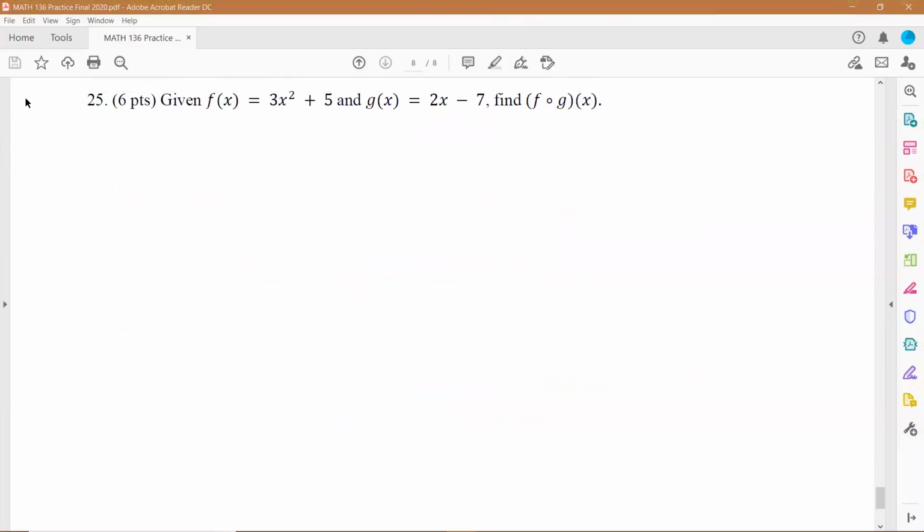All right, last one, question 25. We're given f of x and g of x, and we're asked to find the composition f of g of x. So this right here, remember compositions means take this whole function and plug it into f. So we're gonna take this whole function right here in parentheses, and we're gonna plug it into f right here. So if you haven't already, do step 1. You're gonna have 3, that whole set of parentheses squared plus 5.